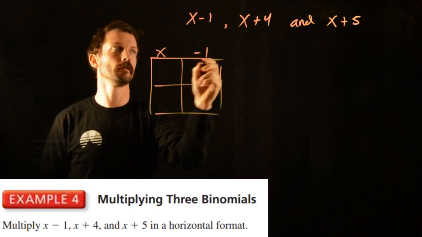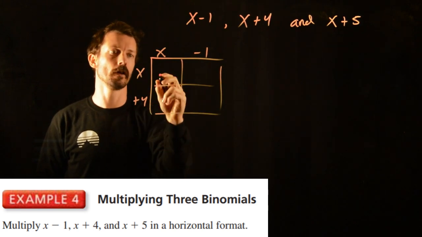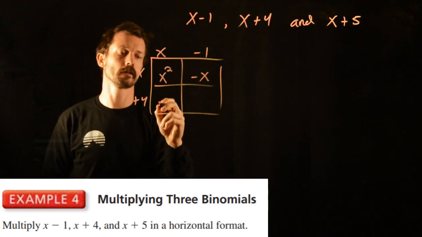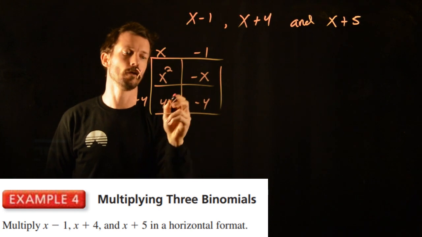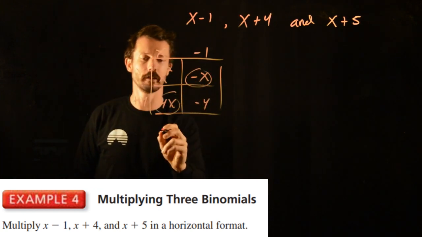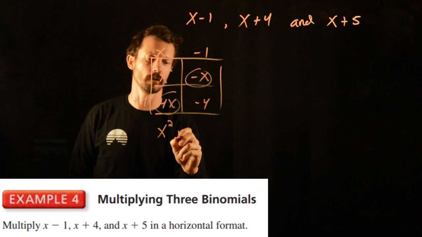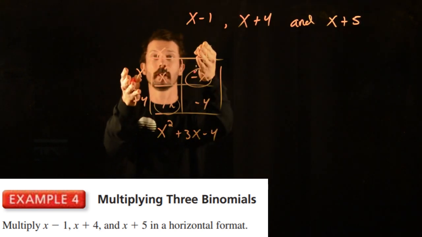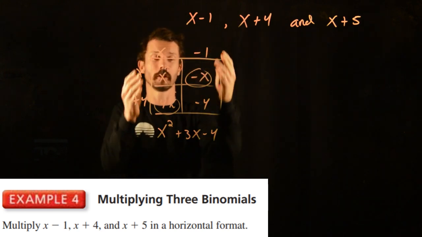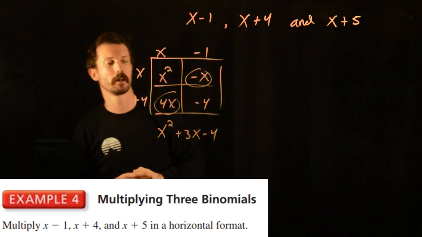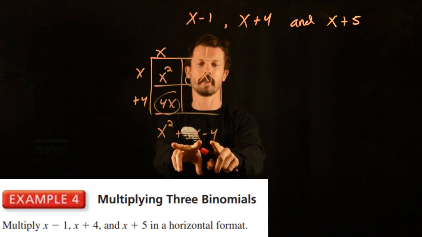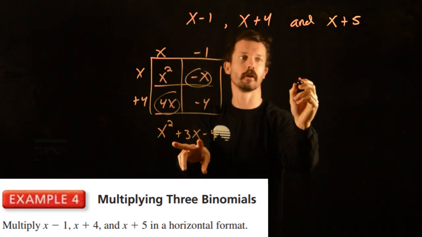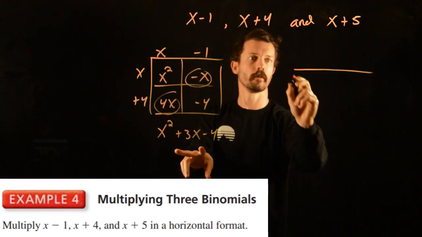So x minus 1, x plus 4, x squared minus x, 4x minus 4. Always line up nice and neat. So when I put this together, you get 3x minus 4, right? So now, since I multiplied x plus 4 and x minus 1, and I got the product x squared plus 3x minus 4, that means I have to multiply this guy to this guy. So I'm going to do a 3 by 2.